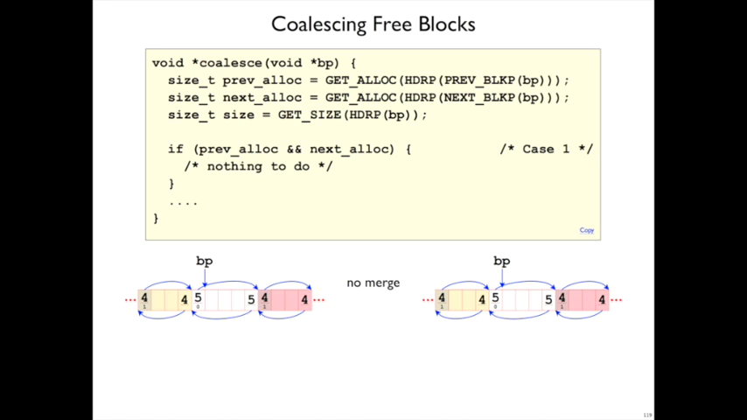Case 1 is where we just freed this block, and the blocks before it and after it are still allocated, then we don't do anything. We just return BP as it is, and there's nothing to merge.